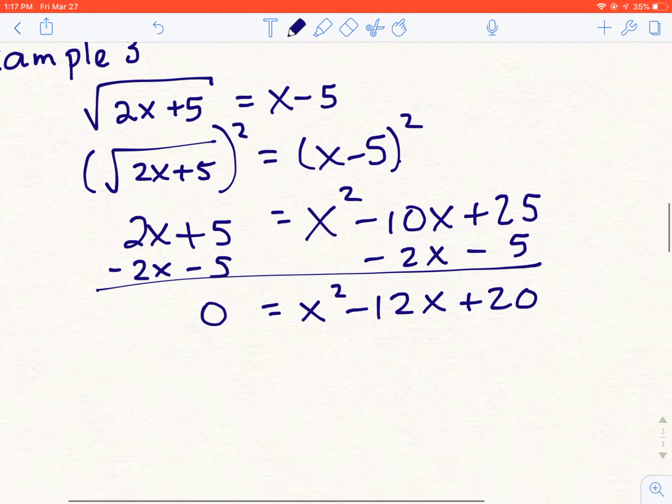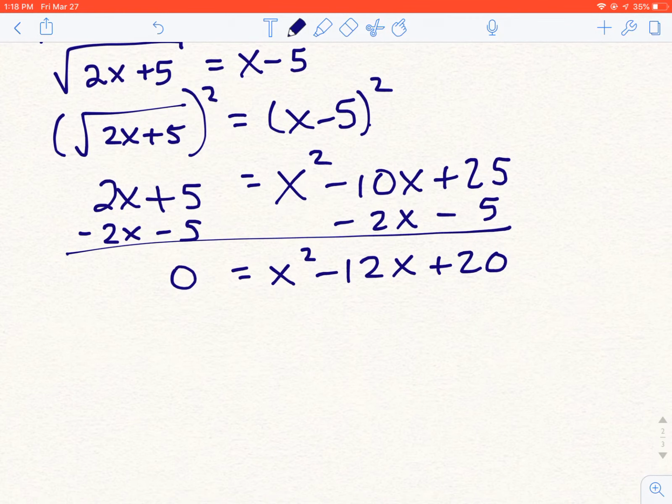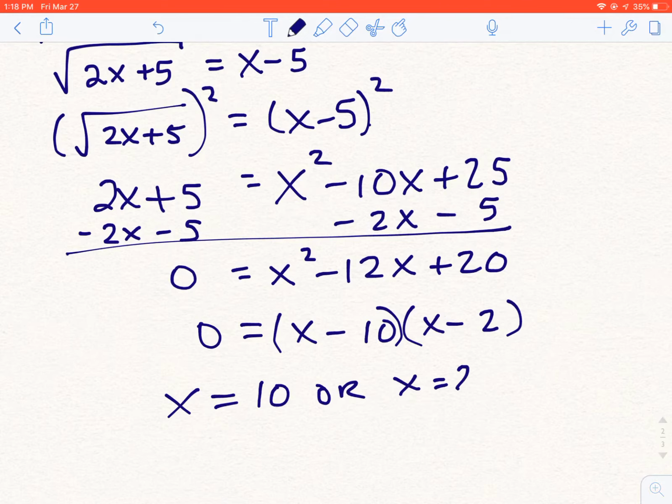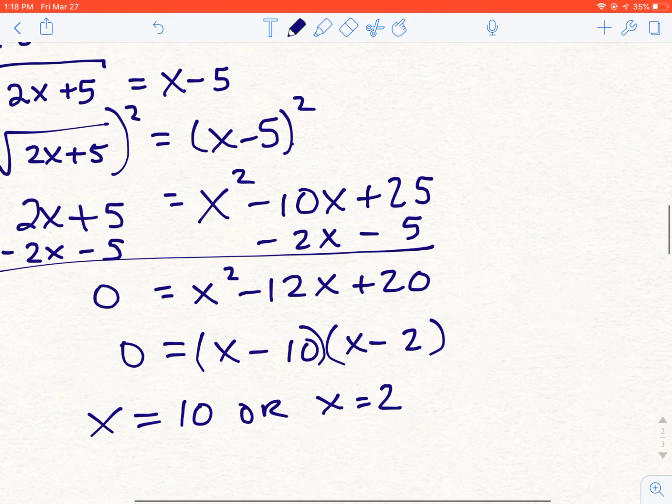Now, you should be able to factor these. They're not going to give you ones that are square roots, so when I factor this, both of them are minus, and it's going to be 10 and 2. That's going to give me my 12. So x is either equal to 10 or x is equal to 2. But remember, you have to check in the original to make sure that it's possible.